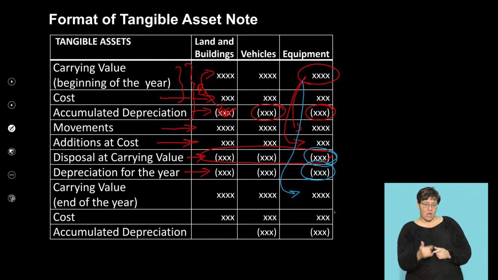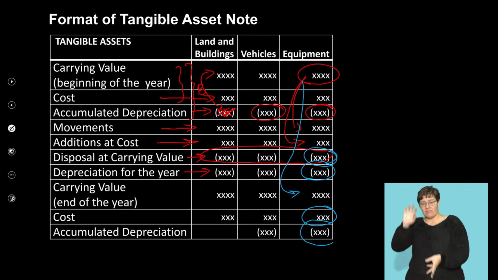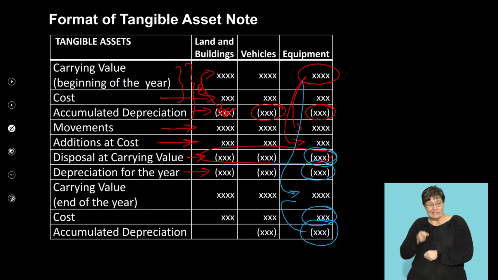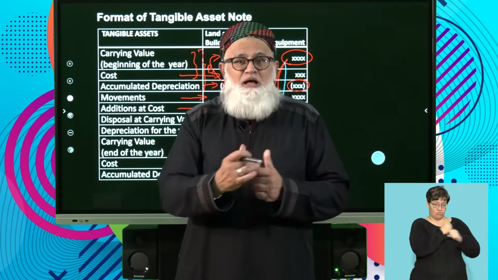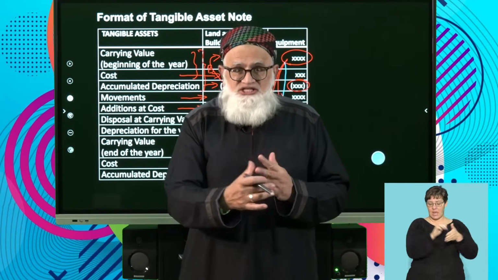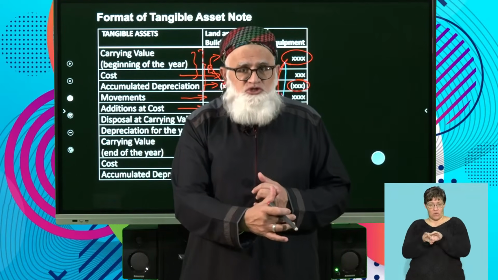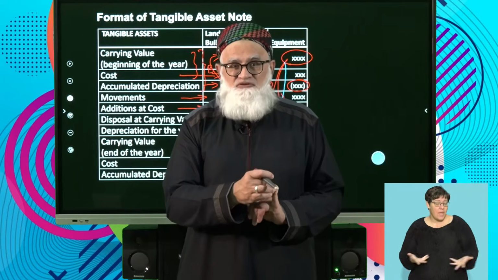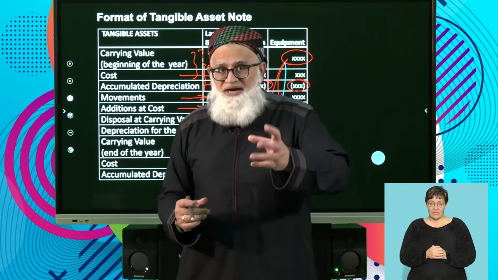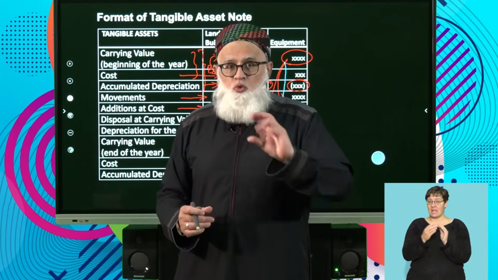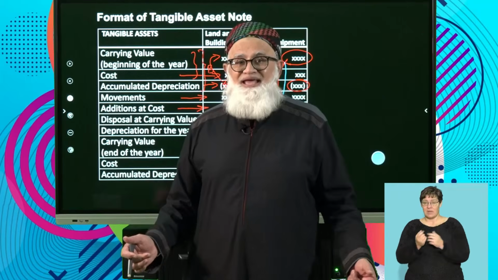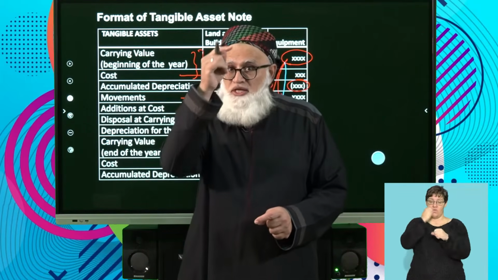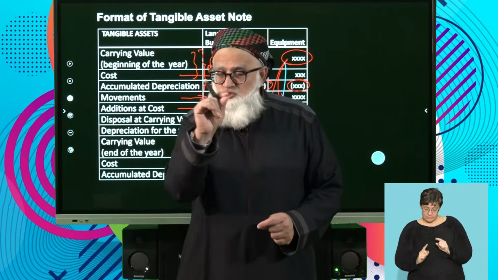You take your cost at the end of the year, subtract your accumulated depreciation at the end of the year, and that figure has to correspond with, working from top to bottom, your carrying value at the beginning of the year, plus your additions at cost, less your disposals at carrying value, less your depreciation, which will give you your carrying value at the end of the year. So end of the year cost price minus accumulated depreciation will give you your carrying value at the end of the year. Those 2 figures, when you're working top to bottom and bottom up, have to agree.